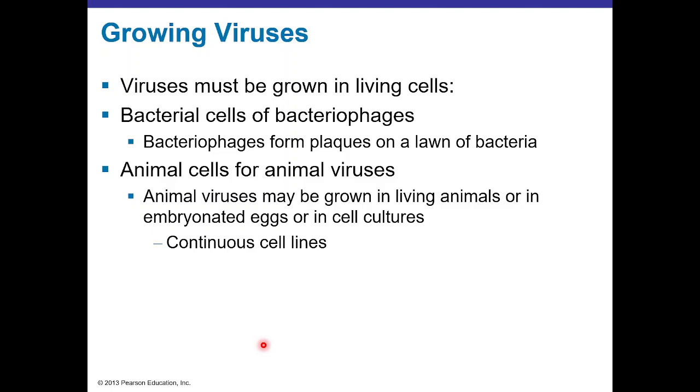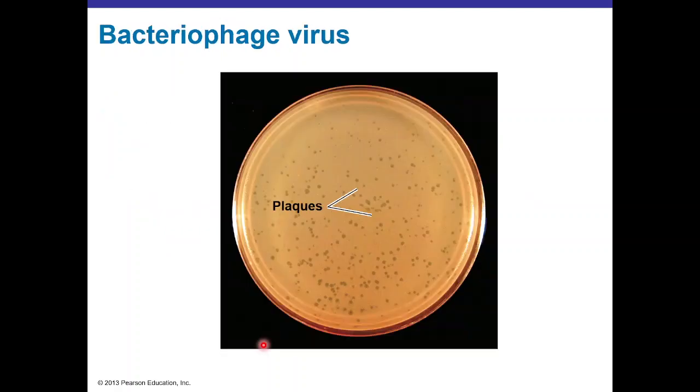Now, in the case of animal cells, you have to use special containers that hold cell cultures, or sometimes you can grow the viruses in living animals or in embryonated eggs. And the cell cultures that we use to grow animal viruses are what we call continuous cell lines. So basically, these are cell lines that typically are immortal, meaning that they are derived from a cancerous type of cells.